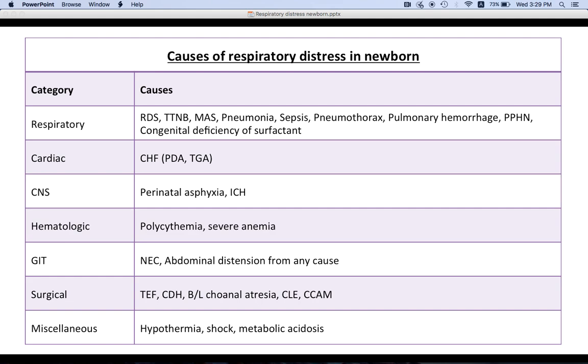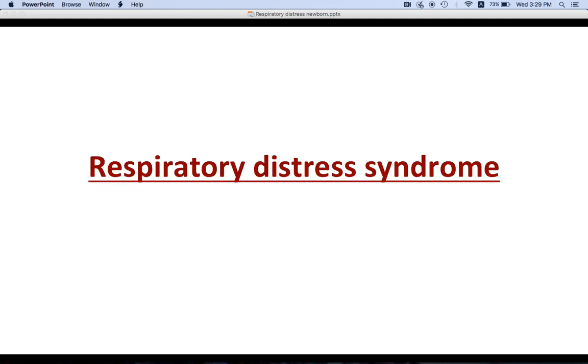So we should not be only focused on the pulmonary causes, but we should do a general examination of the child and should look at other causes responsible for respiratory distress as well. Now we will look at these most important conditions one by one. So first we will talk about respiratory distress syndrome or hyaline membrane disease.